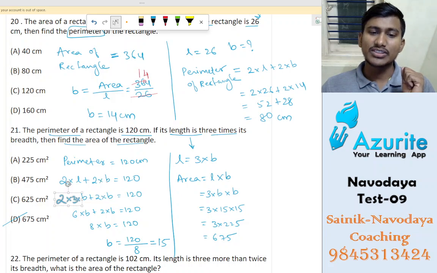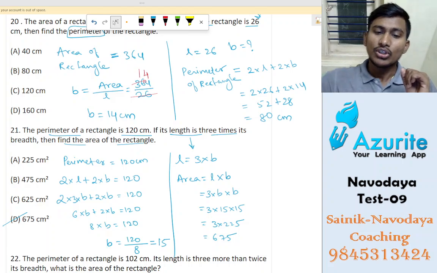So 2 3s how much? Here 2 3s is 6. So it will come 6 into b plus 2 into b, as it is you write it. Okay? So here how many b are there? Here 6b, here 2b. So total 8b, right? So 8b is how much? That is 120.